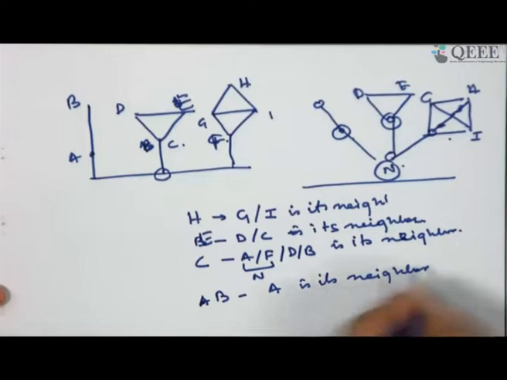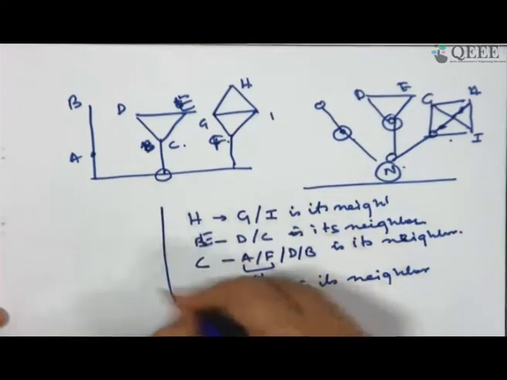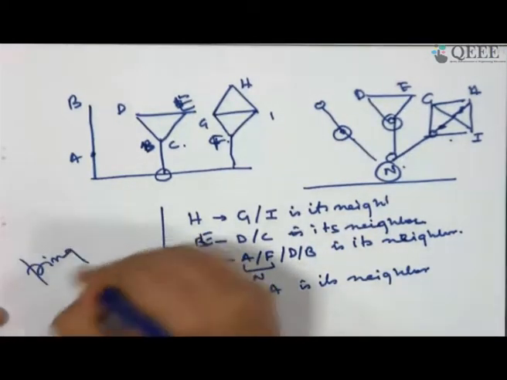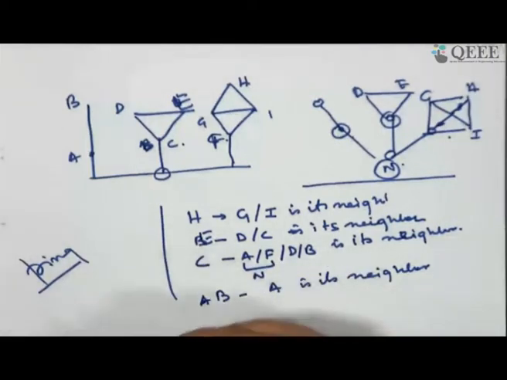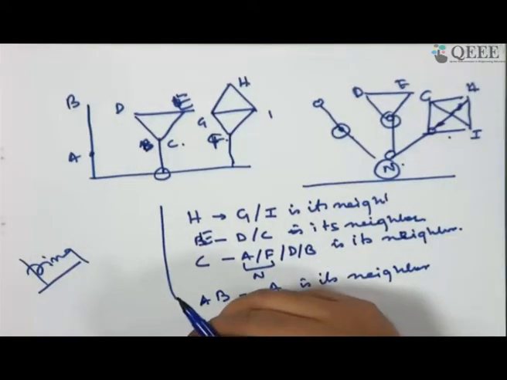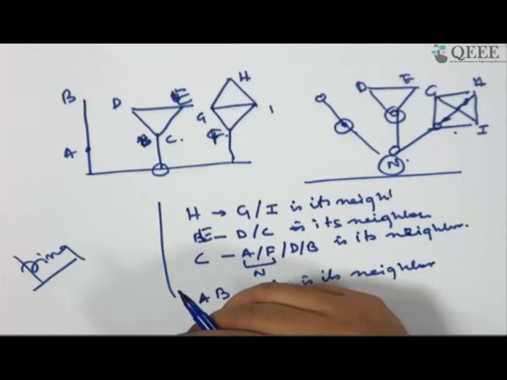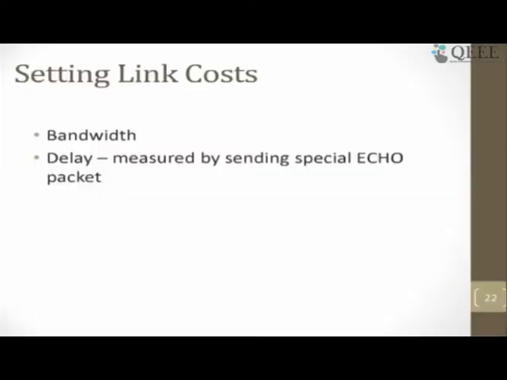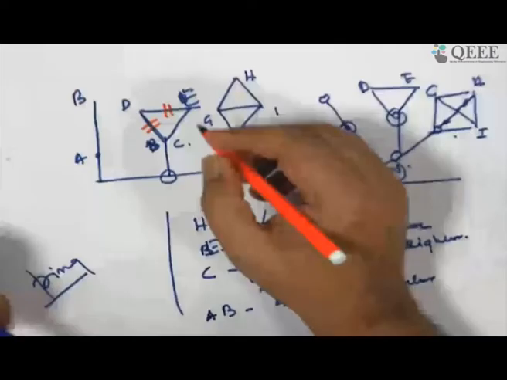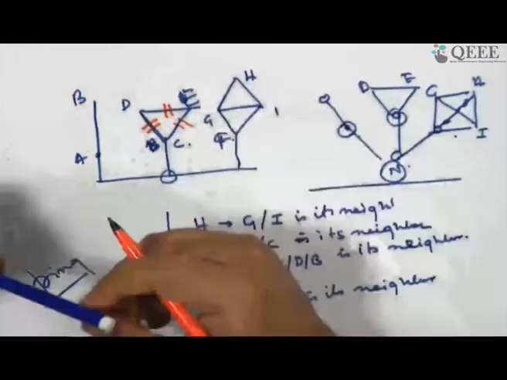So how are they understanding? By the simple ping, okay. If you can ping and see which are your neighbors, you get the neighbor list. Now you have to set the link cost, that is, how much is the cost between B and D, how much is the cost between D and E, how much is the cost between C and E.